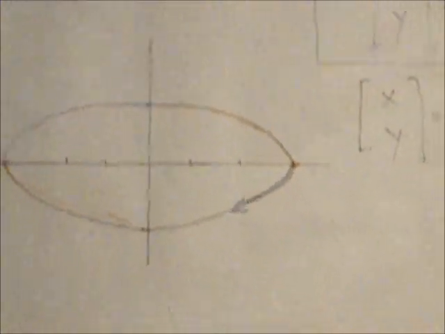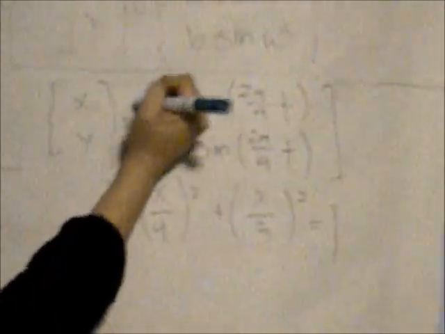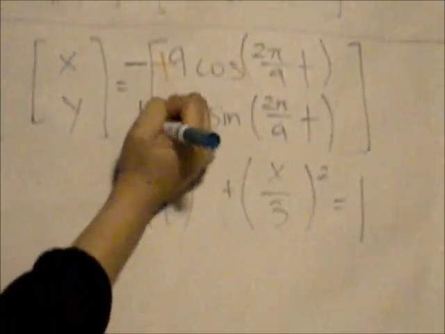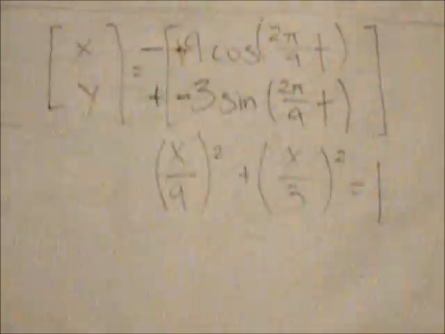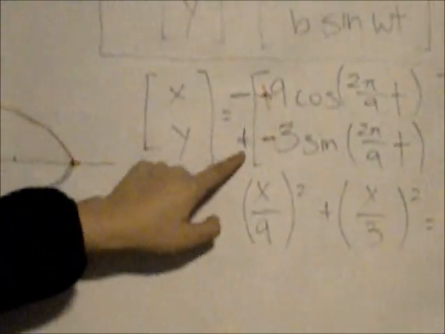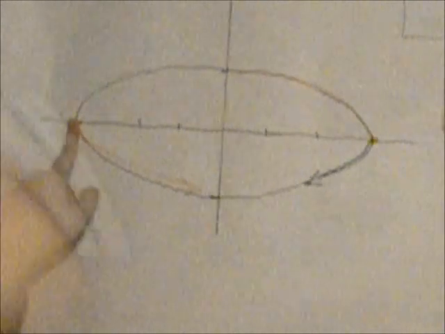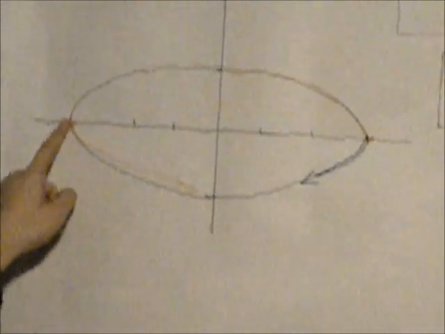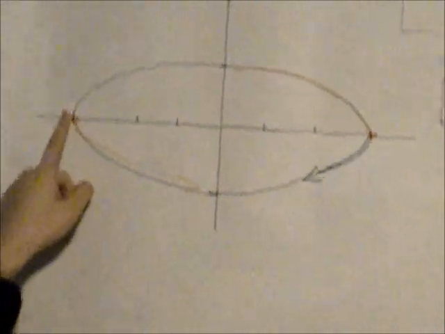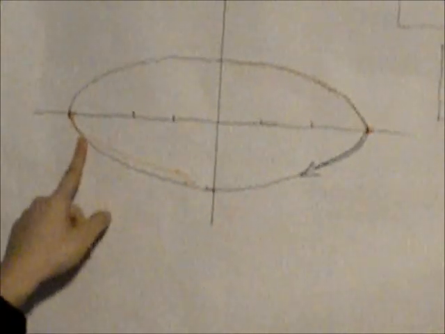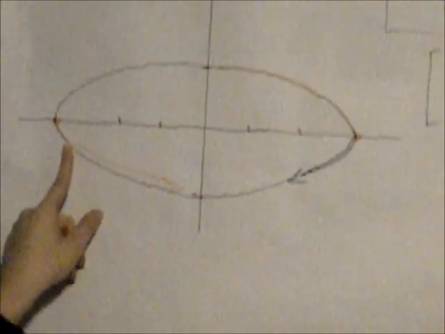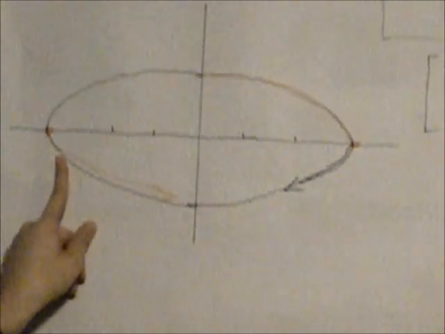If you change this one to negative and this one to positive, then instead of starting over here, it would start over here, but much like the equation beforehand, it would go clockwise, so it would go this way. The same reason stands. You can check your work by plugging in different values for t.